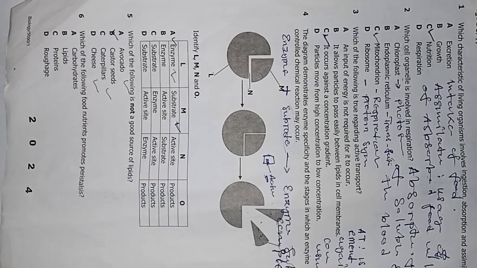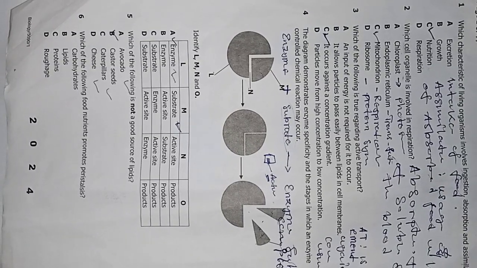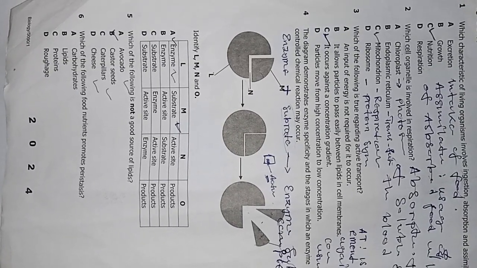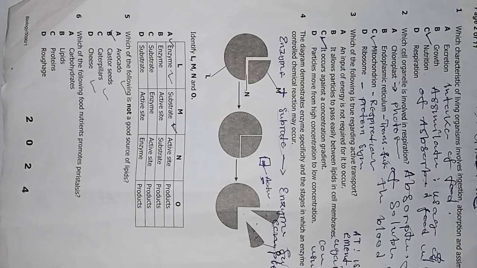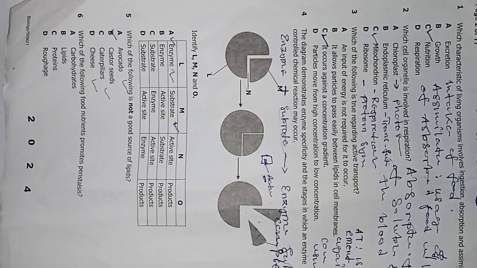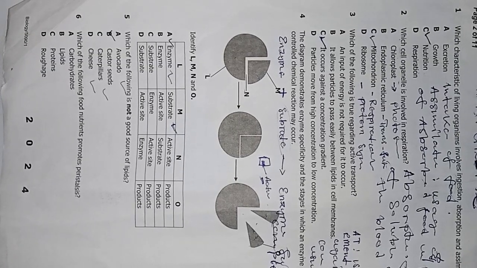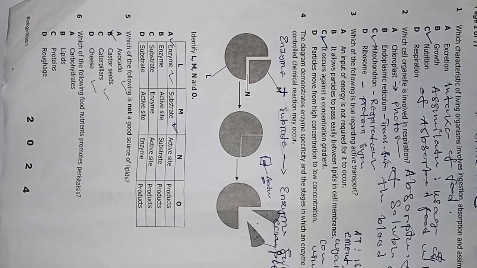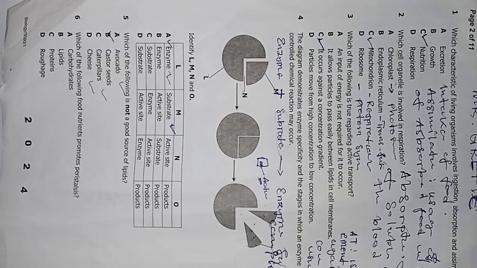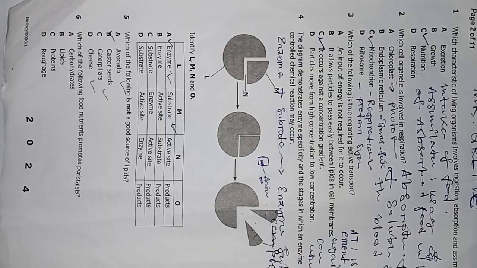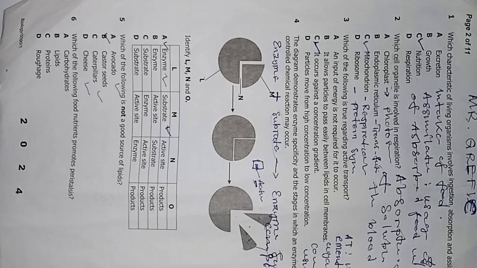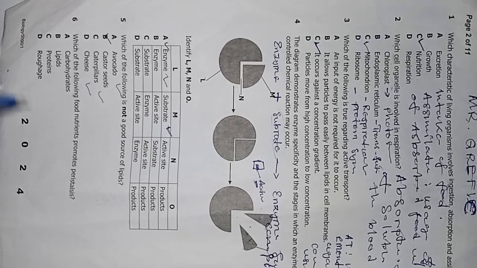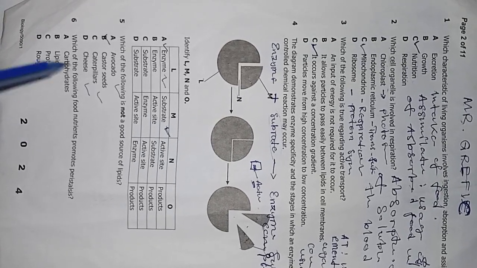The other question, which is now question 6, reads, which of the following food nutrients promote peristalsis? So you need to be able to understand what peristalsis is. By definition, peristalsis is the movement of the food bolus into the esophagus. Now, as the food bolus is moving, we need to understand which of these does not promote it.